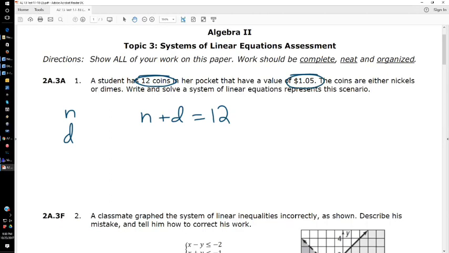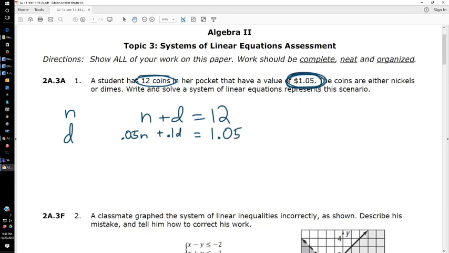The other one is like a grocery list. Basically, it's the cost of the bread times how many you buy, plus the cost of the milk times how many you buy, equals your total. The same idea here. The cost of a nickel is 5 cents times the number of nickels I've got, plus the cost of a dime, 10 cents, times the number of dimes I've got, and that should equal a total of $1.05. And there are your two equations.